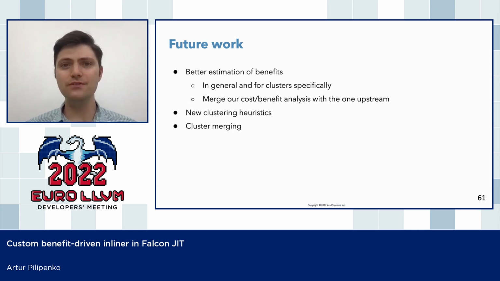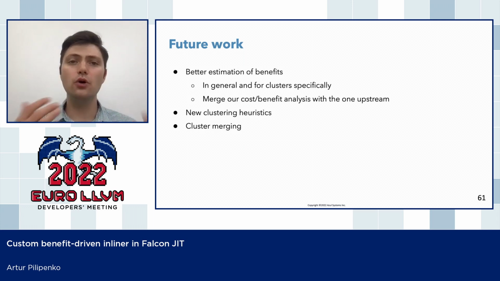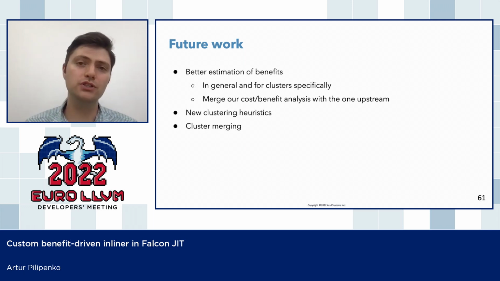In situations where different clustering heuristics identified clusters that have some overlap in call sites, we want to be able to automatically identify merged clusters that capture the benefits of individual clusters at the cost lower than the sum of costs of individual clusters, because there is some overlap on the call sites.